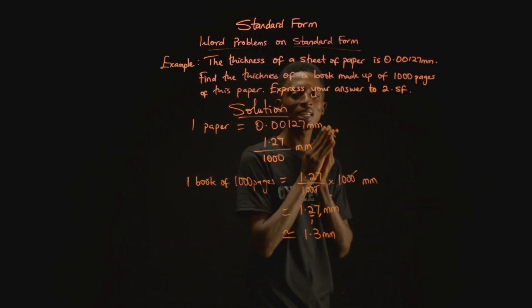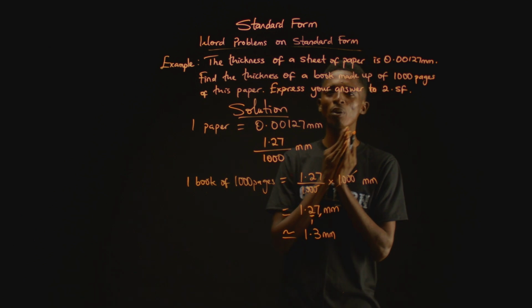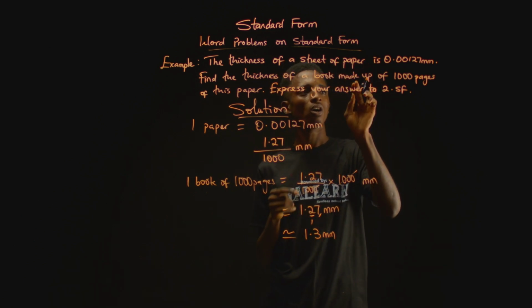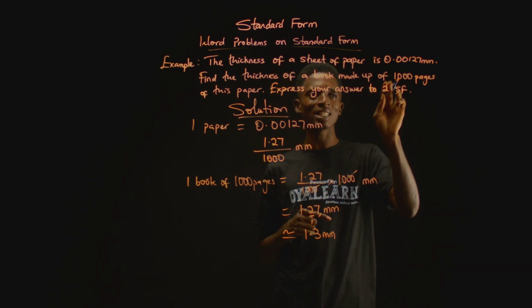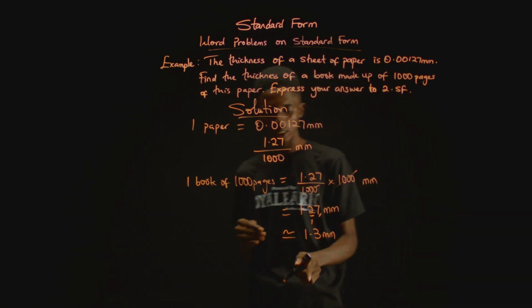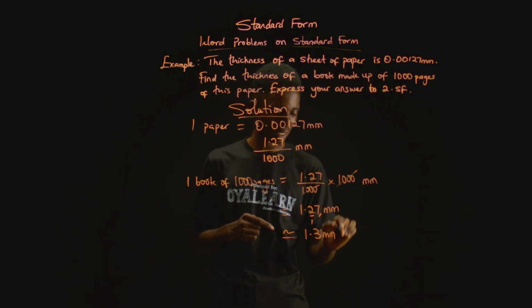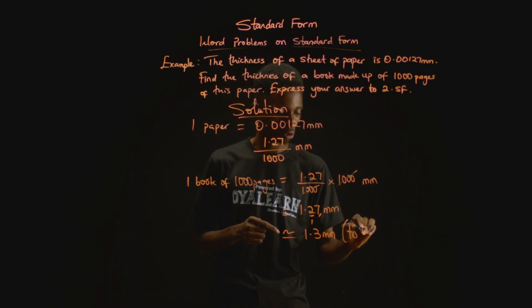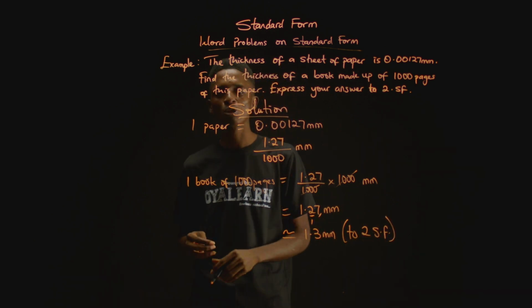millimeters. That means a book containing 1,000 pages of this sheet of paper, where each paper has a thickness of 0.00127 millimeters, would give us 1.3 millimeters. Remember to put the answer to two significant figures. And that's the solution to the problem.